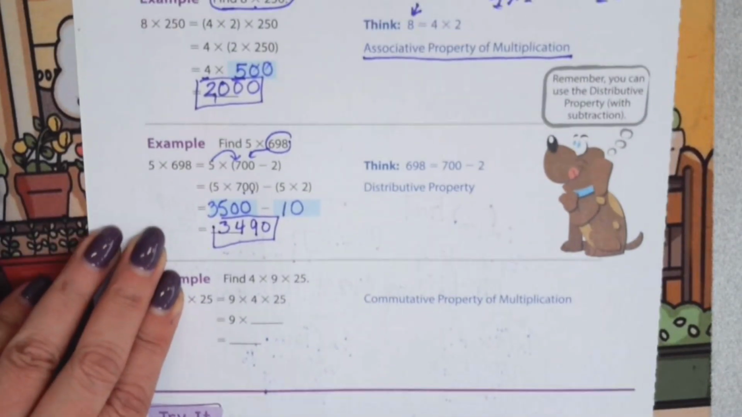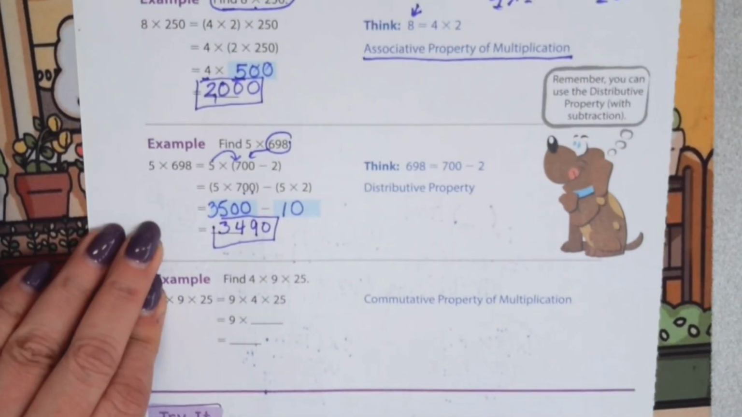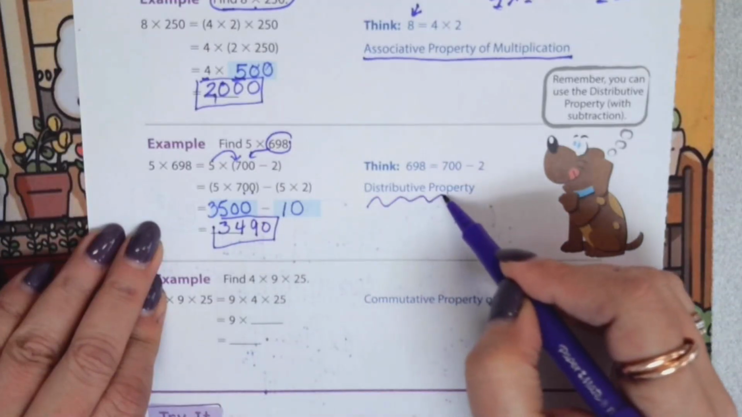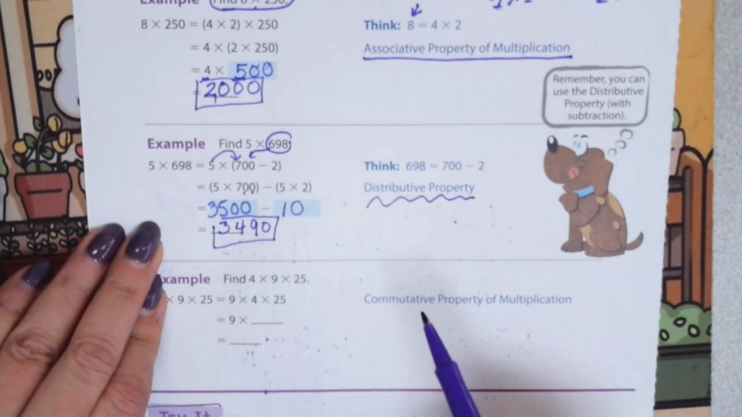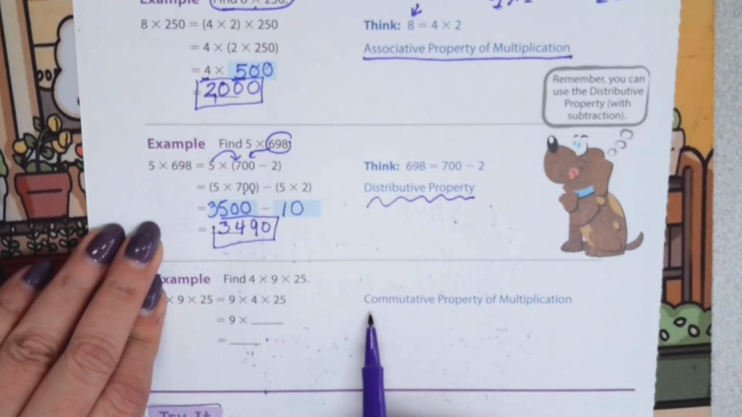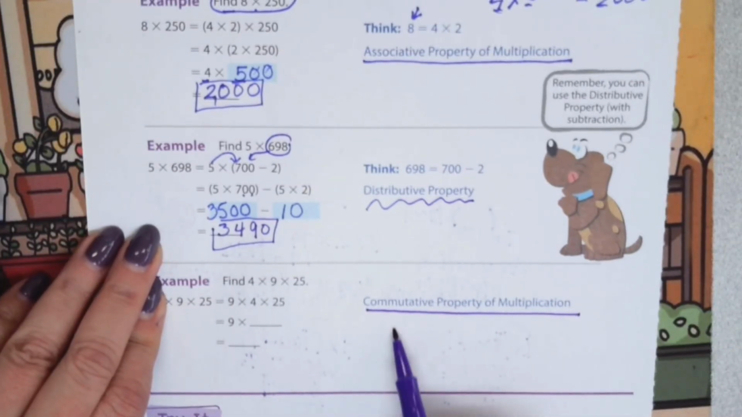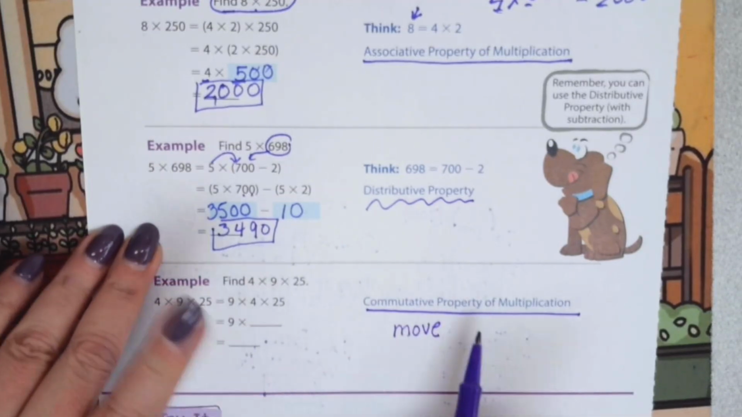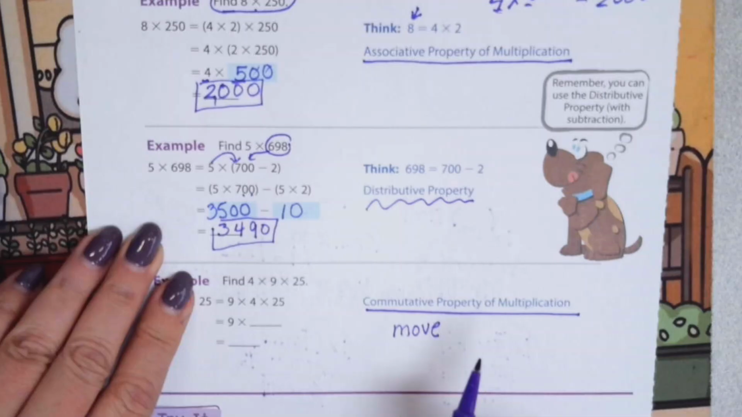And again, this is distributive property. I had to distribute. This is associative. So here it says commutative property. In commutative, what do I need to do? Move, right? I need to move my what? My factors, right? I have to move them.